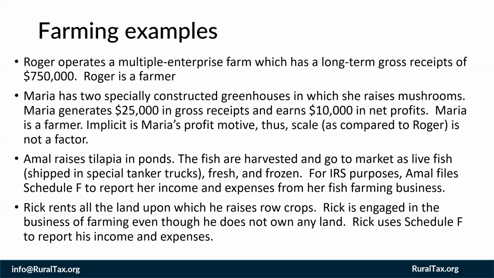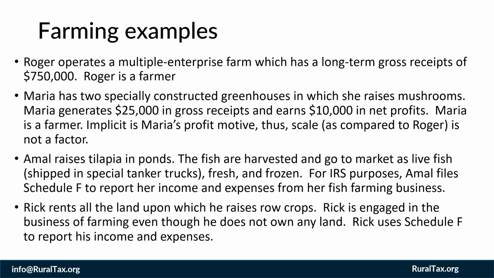These fish are harvested and they can go to market as live fish. They're shipped in special tanker trucks, or they could be fresh or they could be frozen. But for IRS purposes, Amal files Schedule F to report her income from her fish farming business, a little nuanced difference there. And then the last example here is a tenant operation. Rick rents all of the land and he raises row crops. So he's got corn, soybeans, maybe some other beans, northern beans, etc.